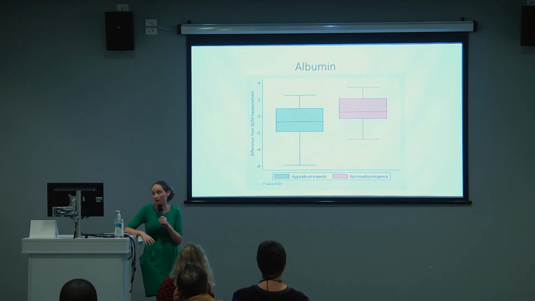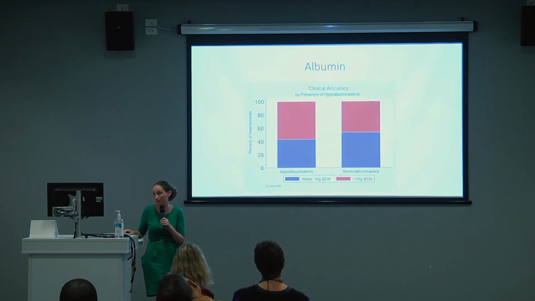We also looked at albumin, and in this case we found having low albumin was associated with a big difference from the BCM. And again, they had a lower percentage of accurate assessments.